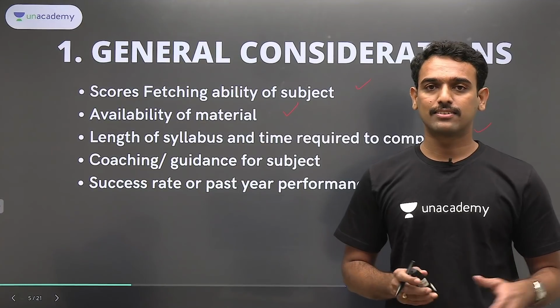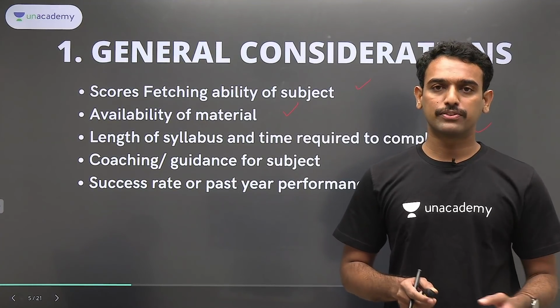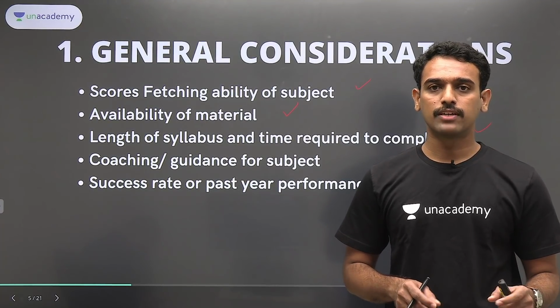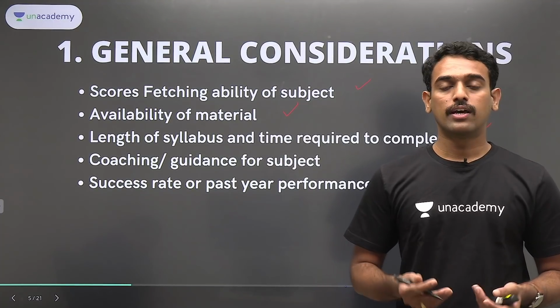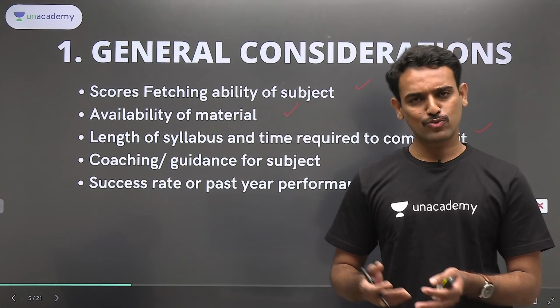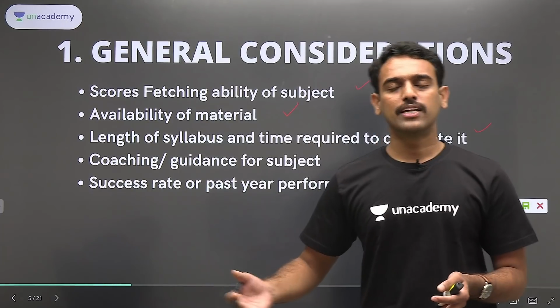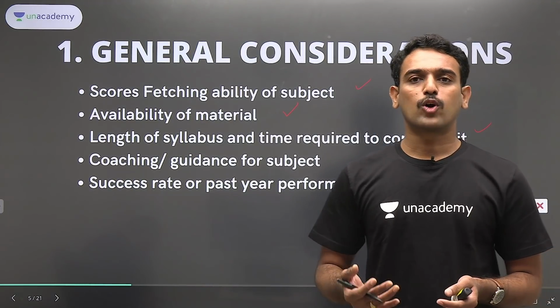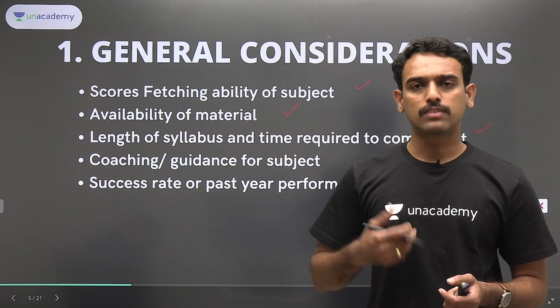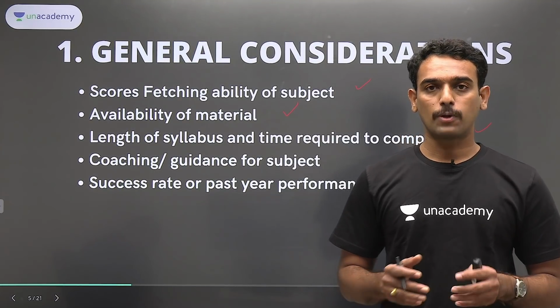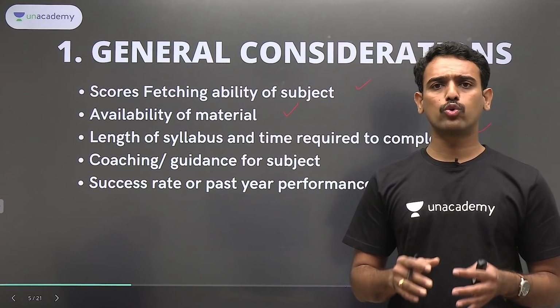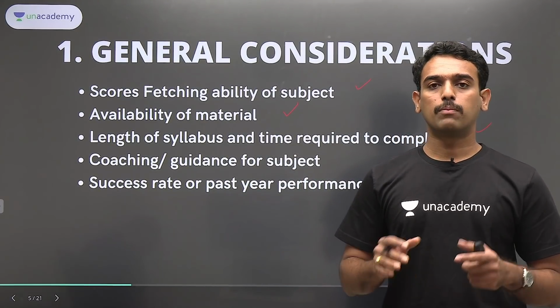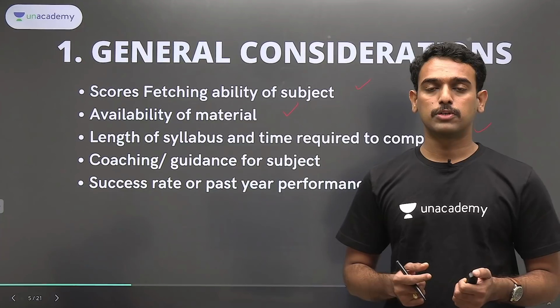Now, the third thing is the length of the syllabus and the time required to complete it. As I have mentioned just now, there are certain optionals which can be completed in 1.5 months, but I'm not sure whether they are fetching you scores or not. And then there are certain optionals like mathematics which take long amounts of time, but then they are consistently giving out toppers in this examination and consistently giving good results. So for this kind of thing, a general consideration, you have to go for a weighted approach about how you will be choosing this particular optional.